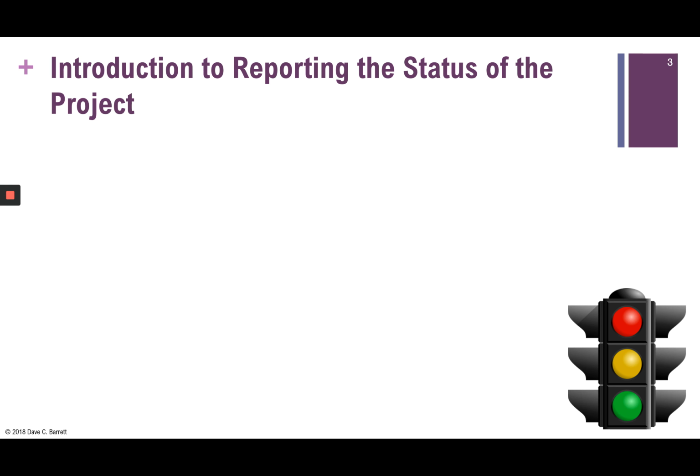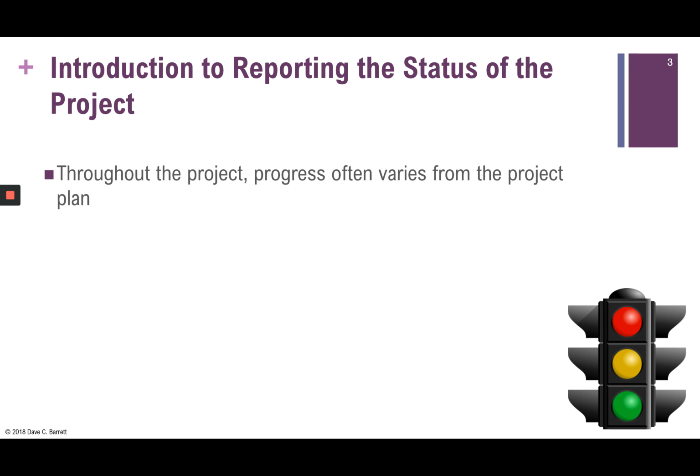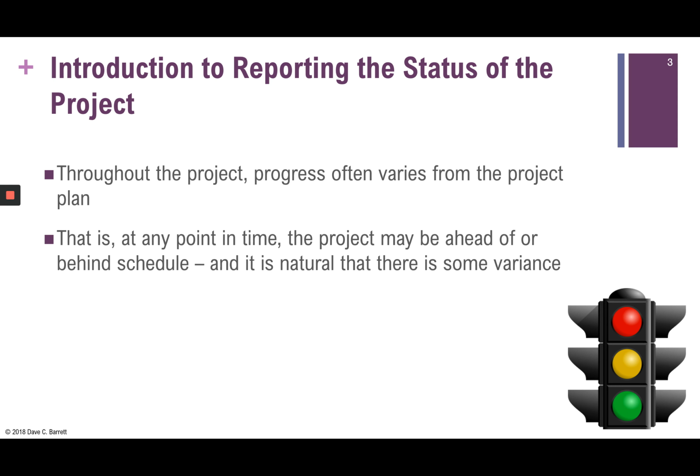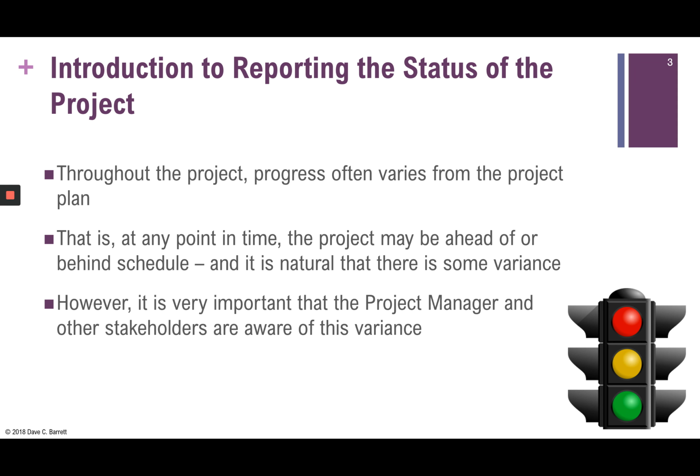Now, in terms of the introduction, throughout any project, progress often varies from the project plan. That is, at any point in time, the project may be ahead of or behind schedule. And it is natural and even expected that there is some variance. This is the normal state of projects, that sometimes they're ahead, sometimes they're behind, and it shifts back and forth. That's very normal.